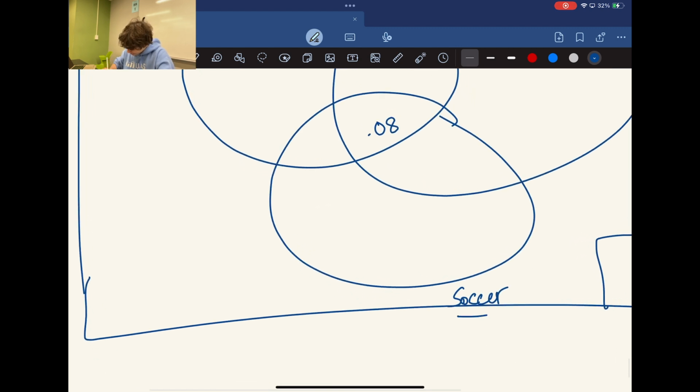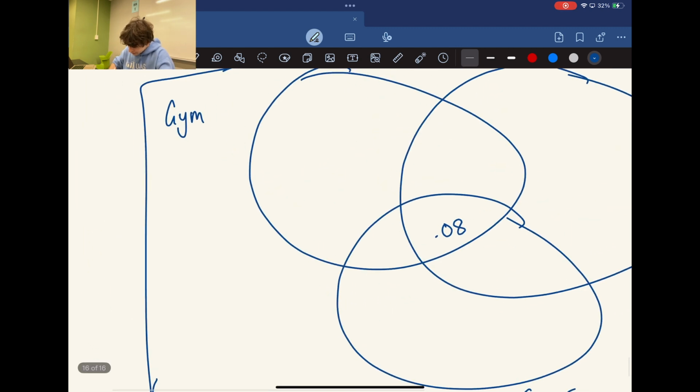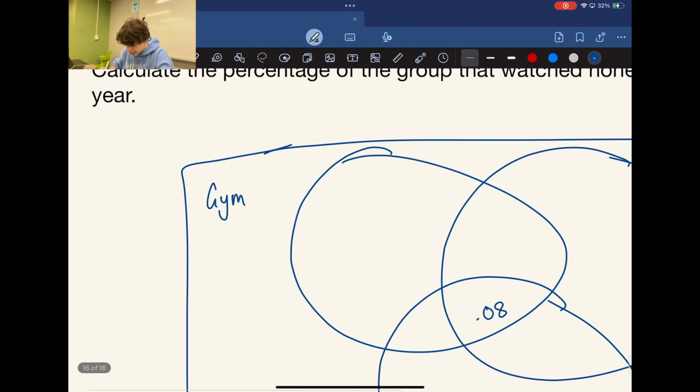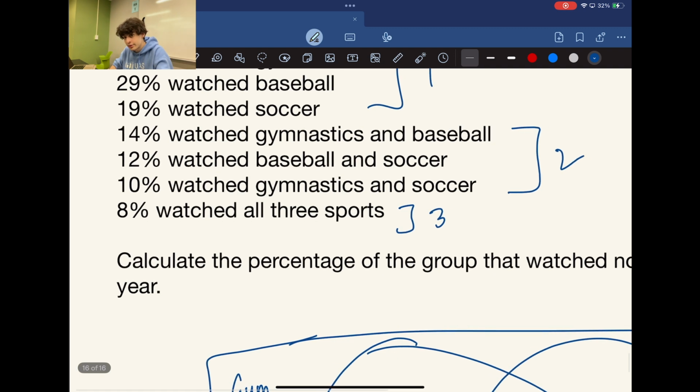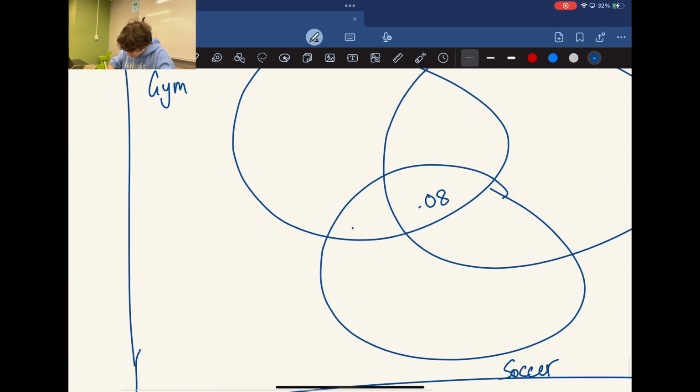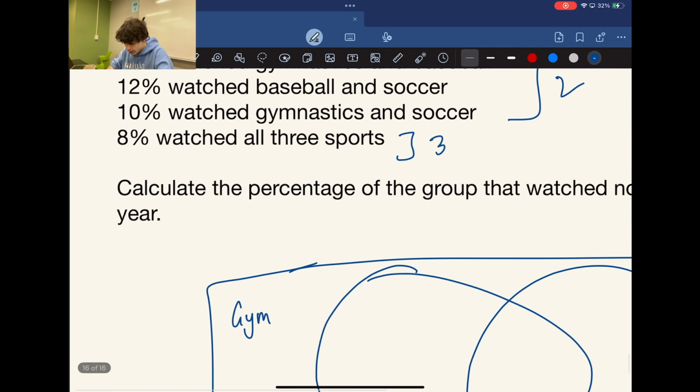Gymnastics is here, soccer is there. So the intersection of these 2 is right here. And they say that 10% watch gymnastics and soccer. So realistically, we would put 0.1 here. But what we need to account for is that 0.08 rather, that's already in the middle, and this is why.